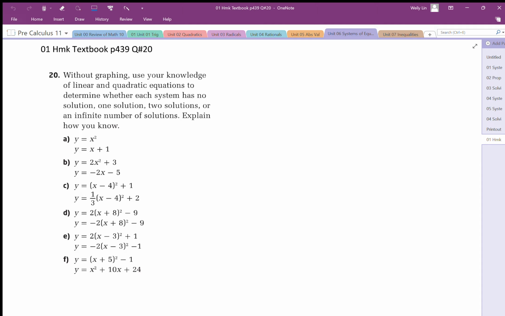Question number 20 says, without graphing, use your knowledge of linear and quadratic equations to determine whether each system has no solutions, one solution, two solutions, or an infinite number. So we need to kind of visualize what the graphs look like.